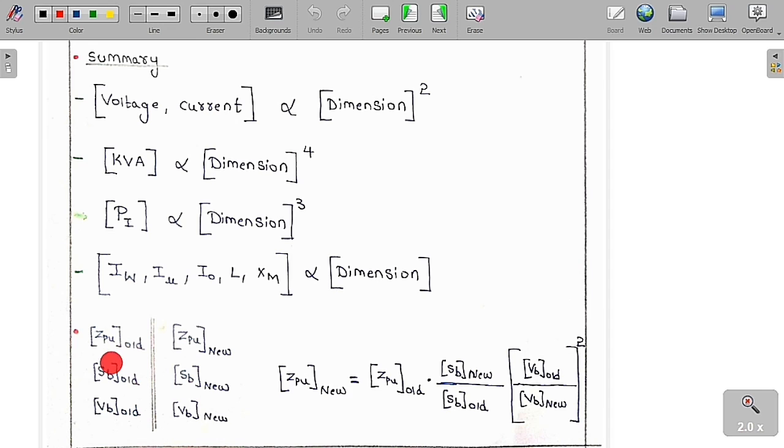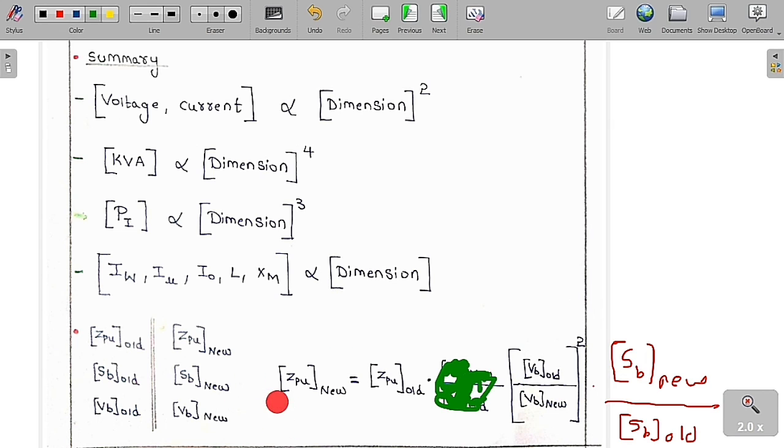See, I have already told you, suppose this is Z per unit old based on the S base old and the V base old. Similarly, Z per unit new is based on the S base new and the V base new. Then Z per unit new is equal to Z per unit old into, here you have to use the formula like this. It is a very simple formula. The important formula: Z per unit new is equal to Z per unit old into V base old by V base new whole square into S base new by S base old. An easy way to remember is here old, here old, here old. The voltage is squared. These are the voltages and these are the complex powers, the S values.